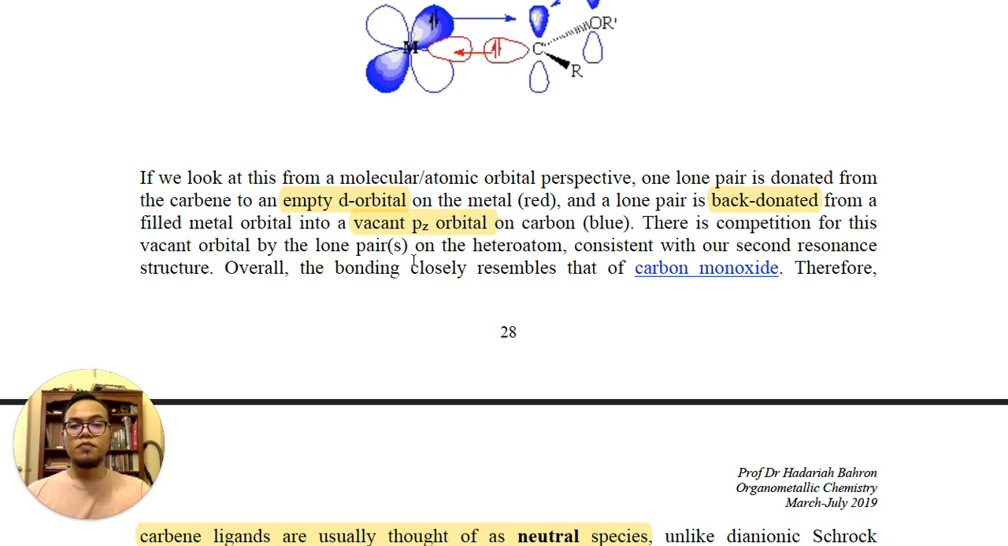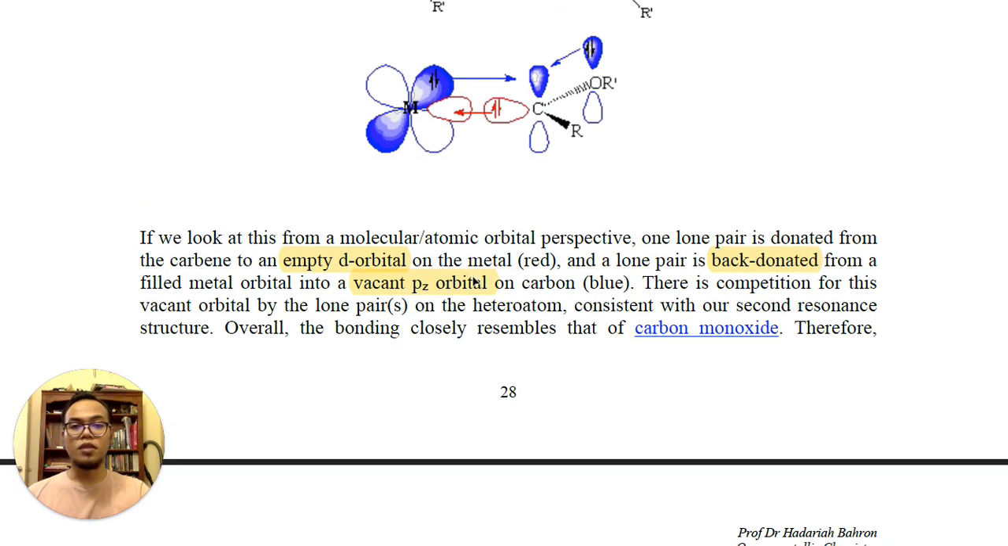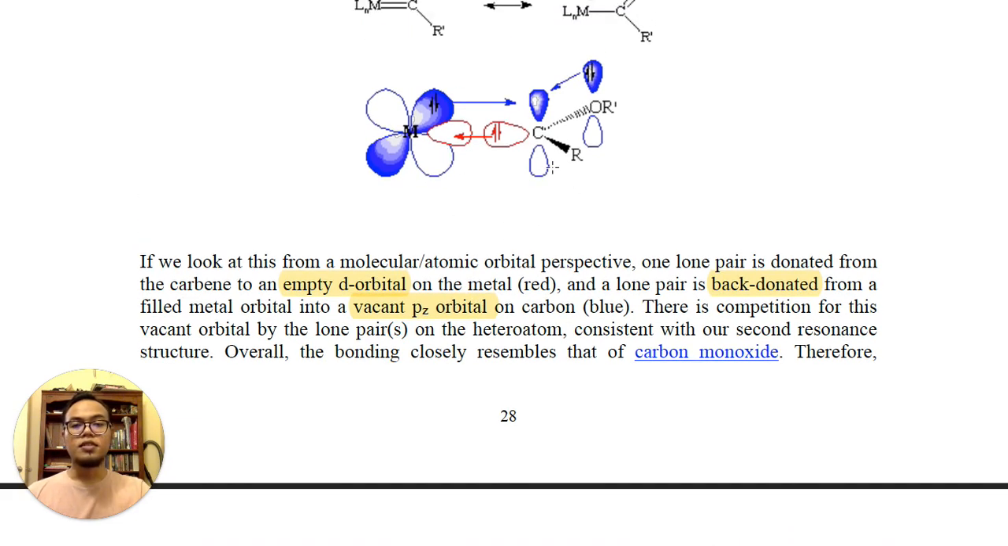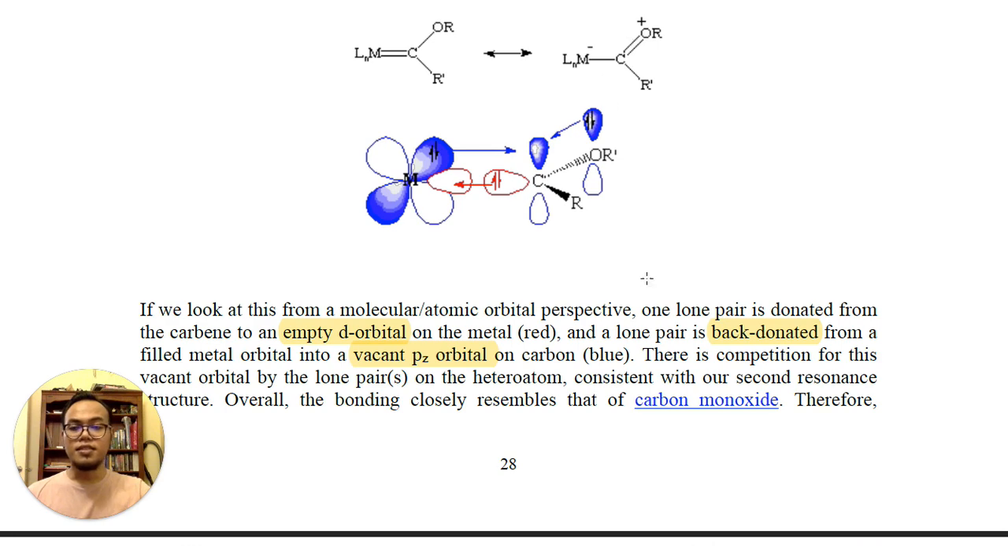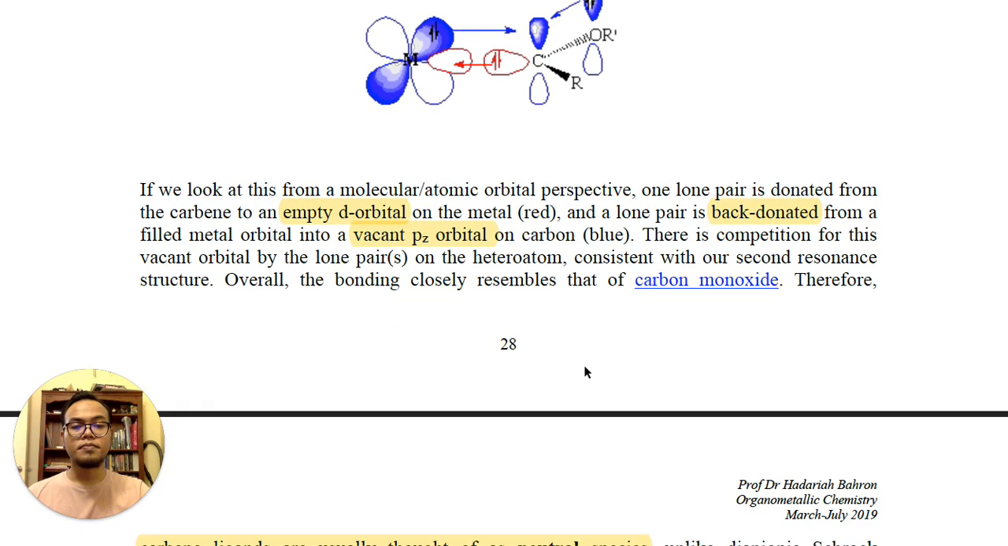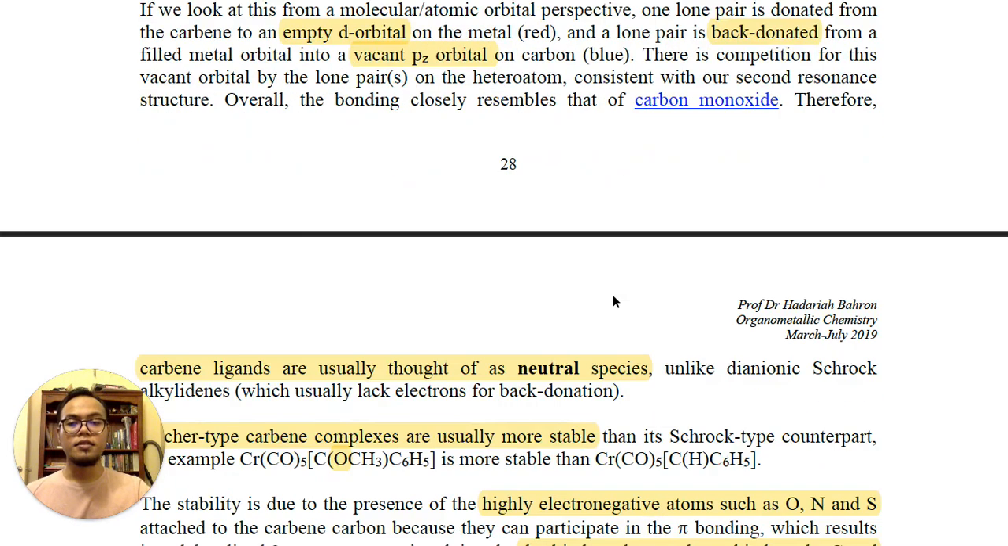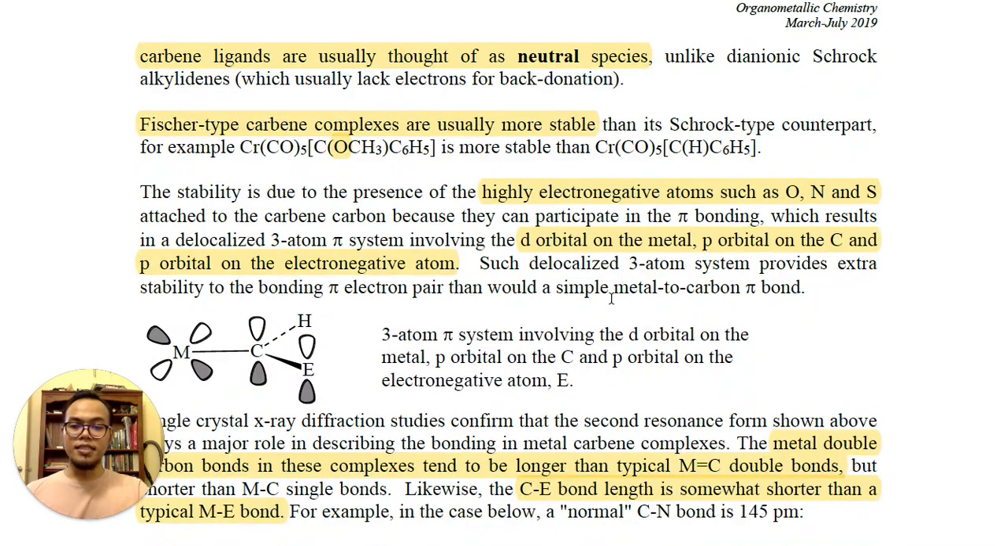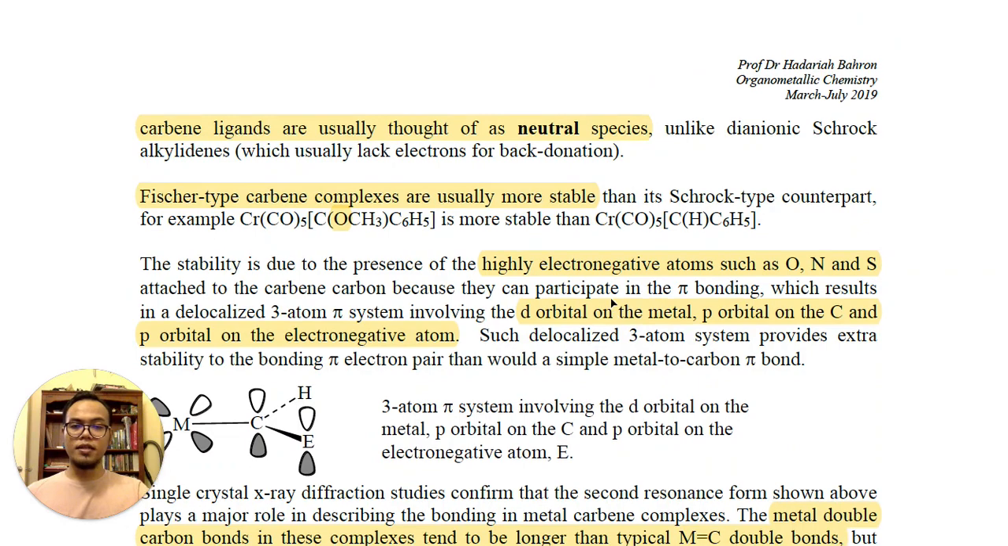So there is competition for this back-donated orbital by the lone pairs on the heteroatom. So as what we have shown in the second resonance structure. Okay. So this closely resembles carbon monoxide. If you understand CO, then you would definitely understand this well. So since it has quite a resemblance to your carbon monoxide, it is being considered as neutral species.